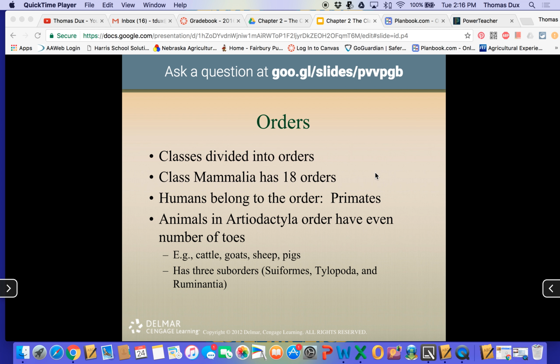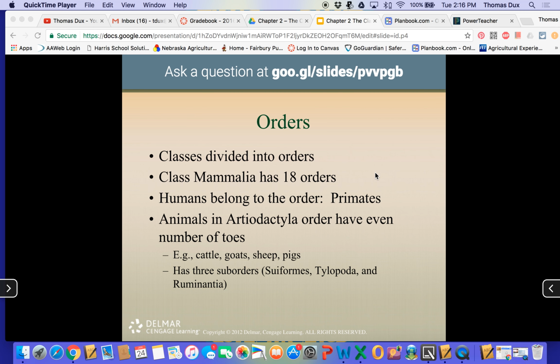Horses and donkeys have only 1 toe or hoof and belong to the order Perissodactyla. Also in the order would be zebras, tapirs, and rhinoceroses. So pigs and hippos, their feet kind of are the same.